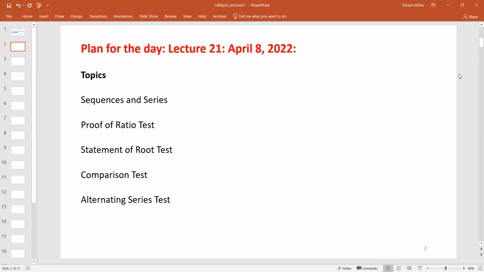You have to figure out what function should I use. We'll almost always just do a search and replace. If the index is n, just wherever you see an n, put an x. And that will almost always work.